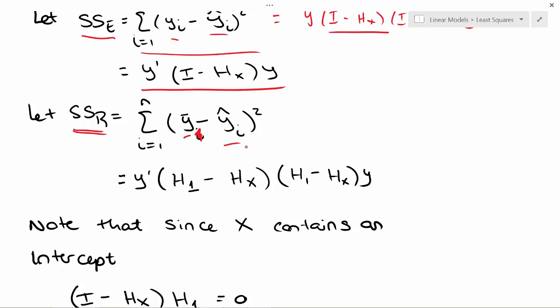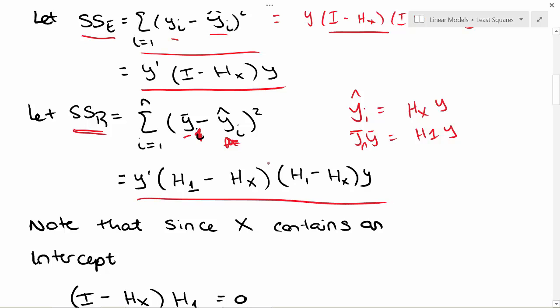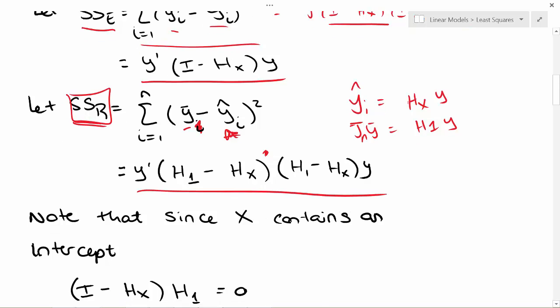So that can be written, right, yi hat is equal to Hx times y, and y bar times Jn, the vector of y bars, is H1 times y. So I can write this as that right there. Technically I would need a transpose there, but both of those matrices are symmetric, and so I want to write it like that. Let me work with the sums of squares regression for a minute.